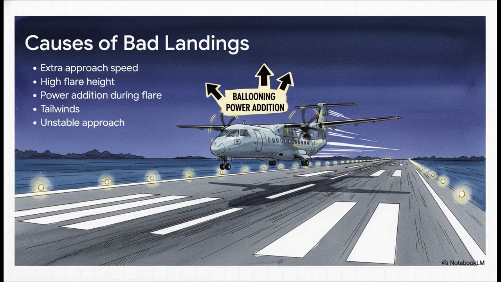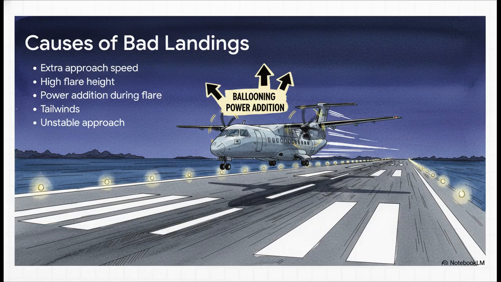If we look at the flight data recorder, extra speed is the #1 culprit for long landings. That extra kinetic energy just causes the Q400 to float way past the touchdown zone. Also, adding power during the flare, don't do it. It increases lift from those massive propeller blades and makes you balloon.